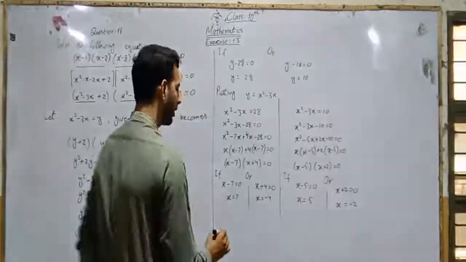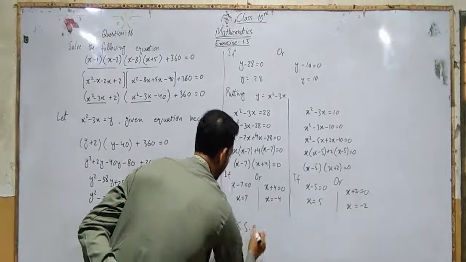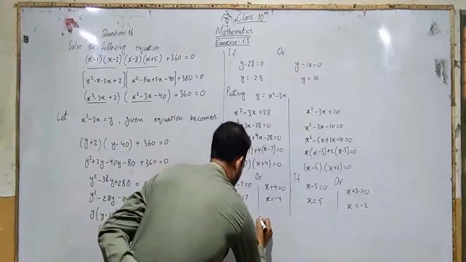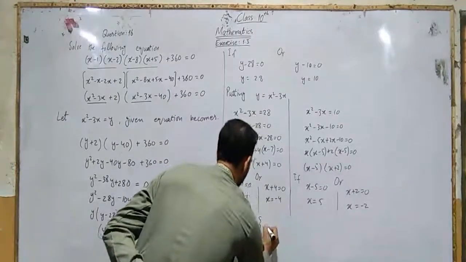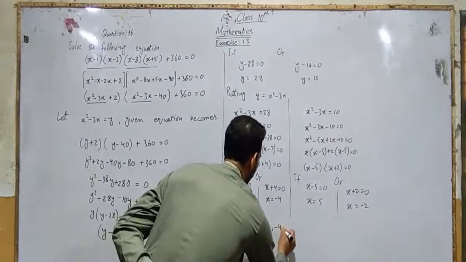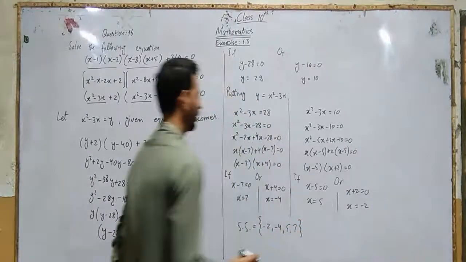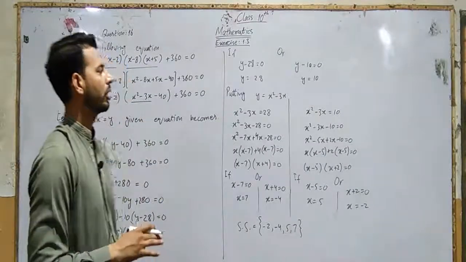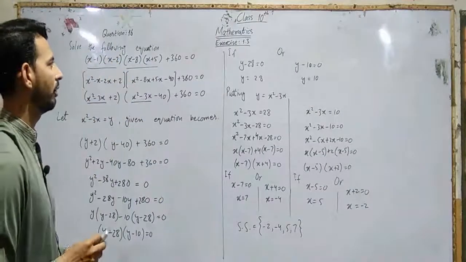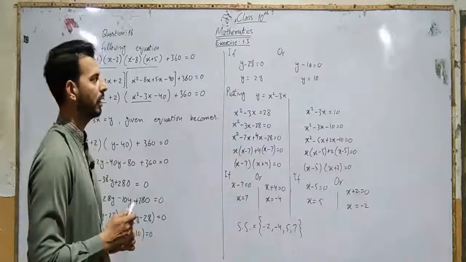So we will write the solution set here. First of all, the least value, that is minus 2, then minus 4, then 5 and then 7. This is how you have to write the solution set of this question. So students, this was our today's exercise 1.3 of mathematics class 10th.